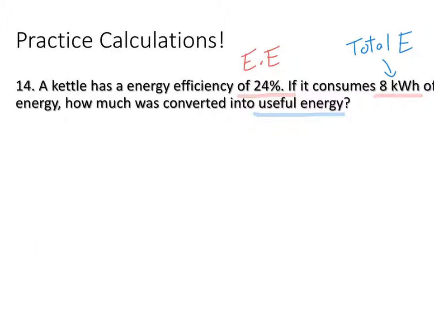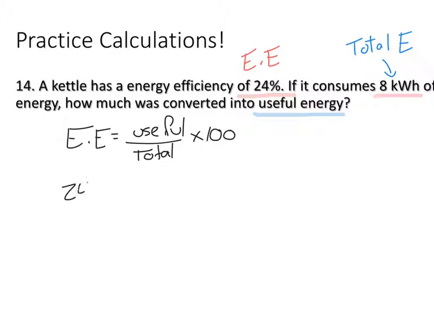Okay, so we write down our equation. Energy efficiency is equal to useful over total times 100. So we're going to just plug in. So we have 24% equals X, because we don't know what our useful is, over 8 kilowatt hours times 100.